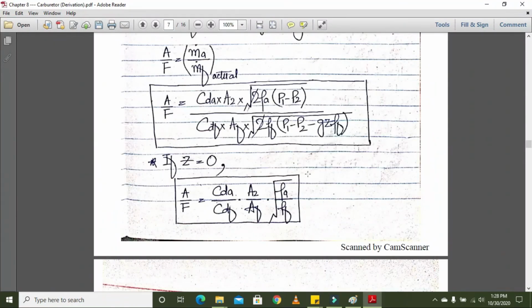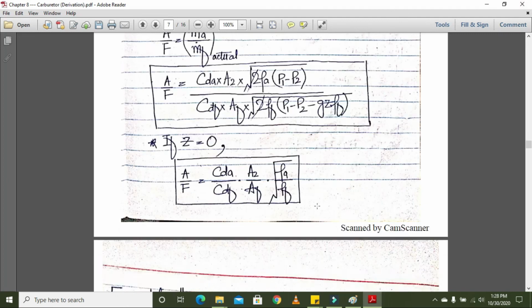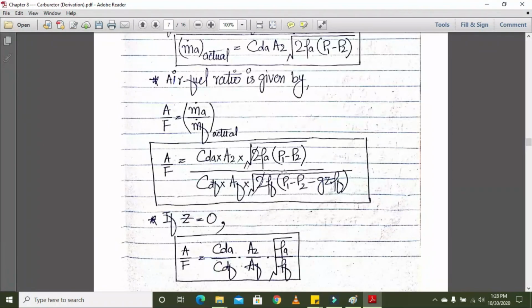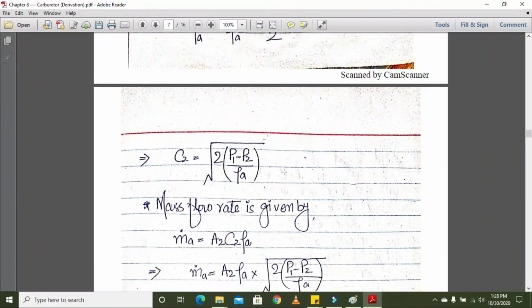There were two derivations, and in the exams you can be asked with one of them or maybe with both of them. So they are not very difficult. You only require to do a practice. If you solve this derivation one time, you will say that this derivation is very easy to understand and very easy to solve. In the next class we will do some numericals regarding the topic of carburetor.